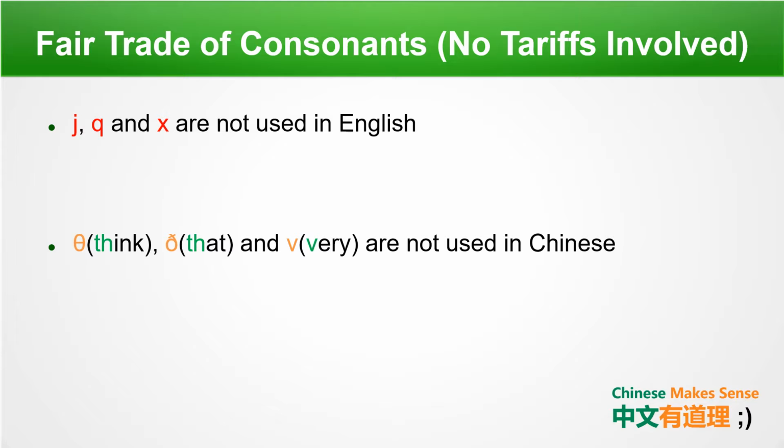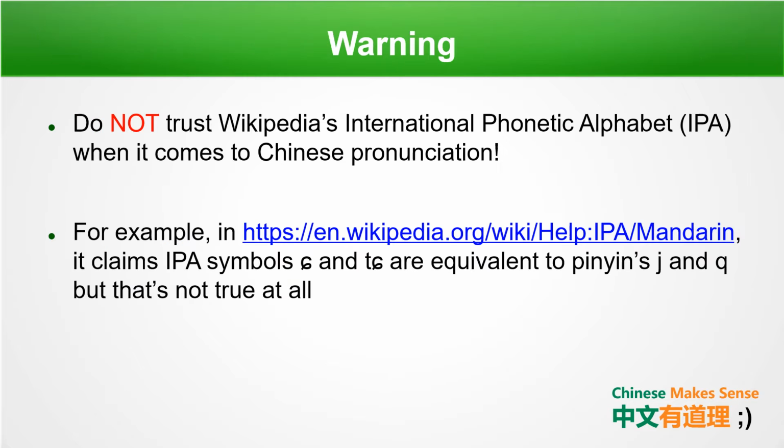Here is a fair trade of consonants, and there are no tariffs involved. Ji, qi, and xi are not used in English, while th and v are not used in Chinese. Warning! Do not trust Wikipedia's International Phonetic Alphabet, or the IPA, when it comes to Chinese pronunciation. For example, Wikipedia claims certain IPA symbols are equivalent to Pinyin's J and Q, but that's not true at all.